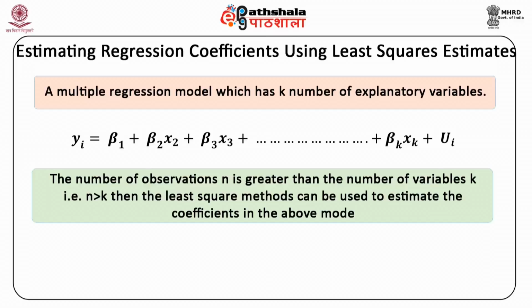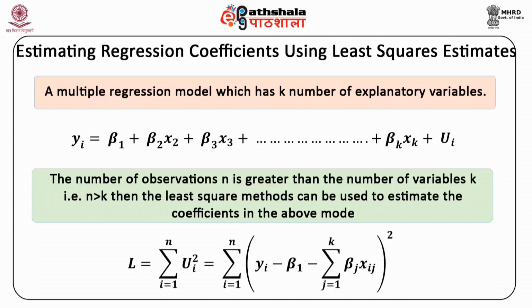We can formulate the least squares function of the above model as given below. Let us define it as L equal to summation ui square, where i is from 1 to n, which is equal to summation i from 1 to n of bracket yi minus beta 1 minus summation of beta j xij, where j is from 2 to k, whole square.